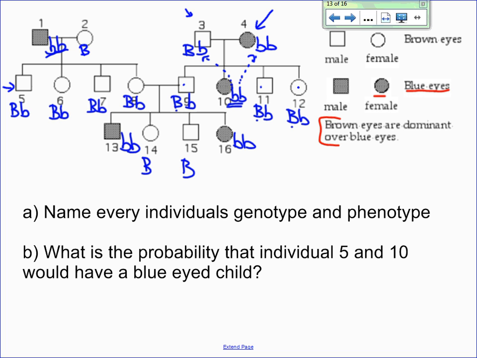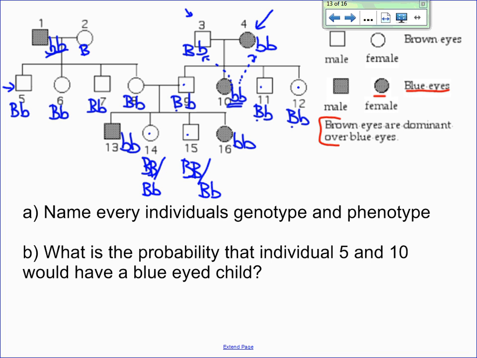The only ones that leave us with are 14 and 15. So this guy and this girl right here, we have to figure out, are they big B big B or big B little b? Now this is one of those where we actually don't know, because it's possible that both parents gave them a big B, or one parent gave them a big B and the other one gave them a little b. So this is a situation where we do our slash, because we actually don't know.